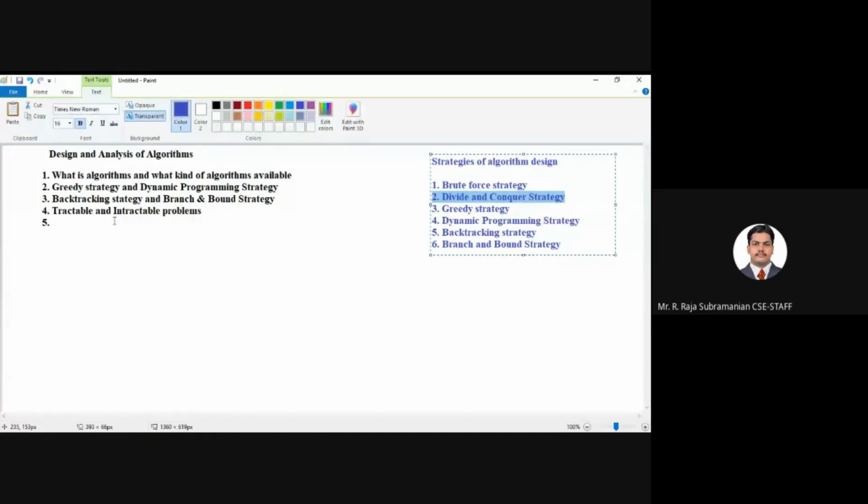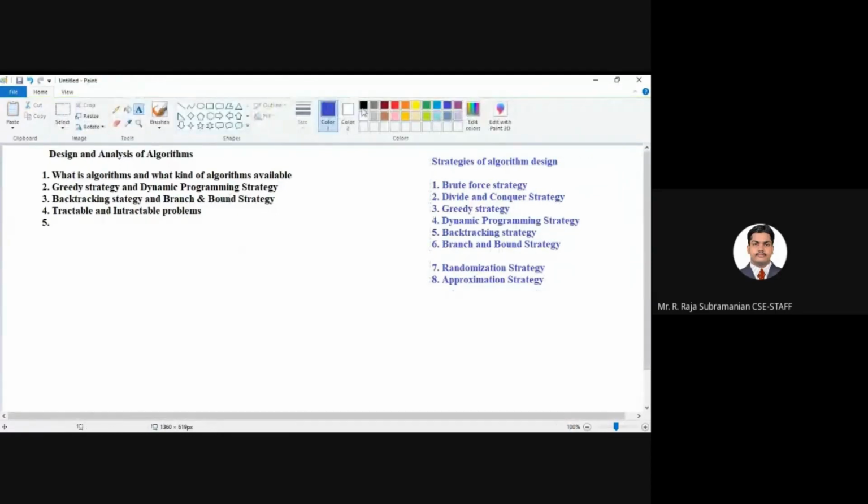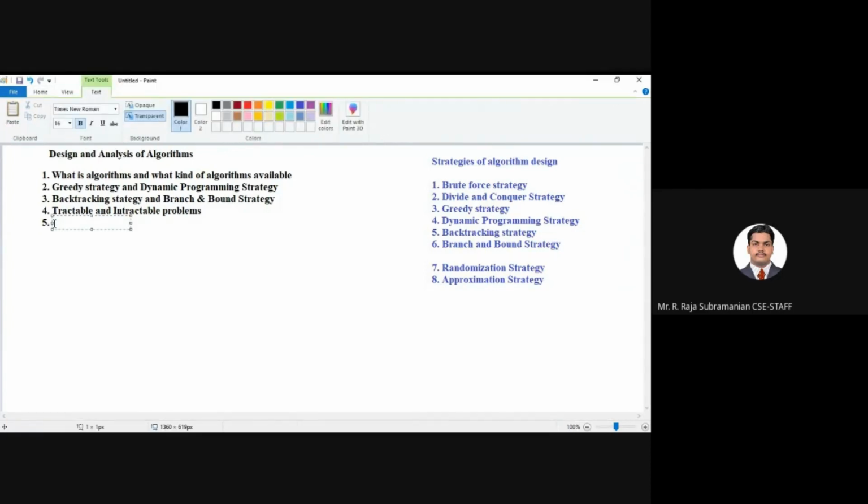But how can we make it possible? We can go to some strategy called randomization strategy and approximation strategy. If you are not able to get the right answer, at least get an approximate answer. That is the approximation and randomization strategy. Because some problems in the real world are not solvable in real time, we cannot leave those problems unsolved. So we need to use some advanced strategies to solve them. Those strategies are called randomization and approximation.